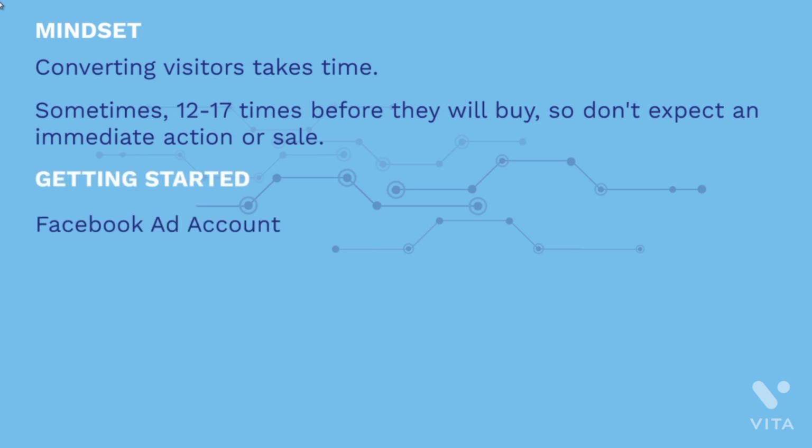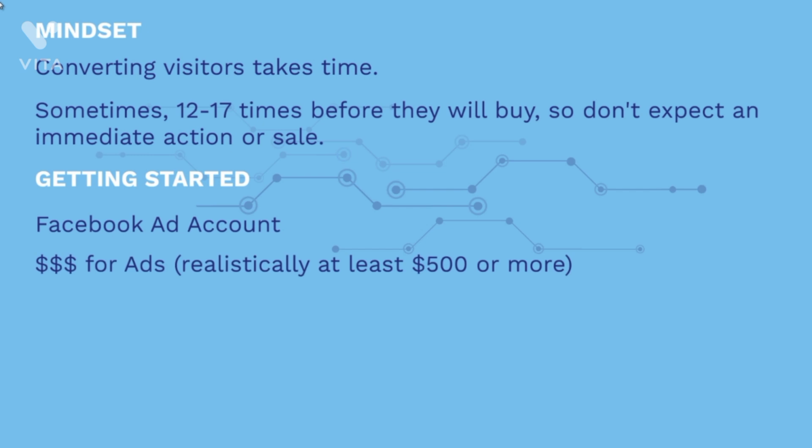Now, to get started, you're going to need these things. You're going to need to have a Facebook ad account. And in doing so, you'll also need to have a Facebook business account. And you can go to business.facebook.com to get access to a Facebook business account. Now, having a business account is separate from the Facebook ad account. You'll obviously need money for ads, realistically at least $500 or more. This is not free by any means, but it's a great way to test things and find results right away.